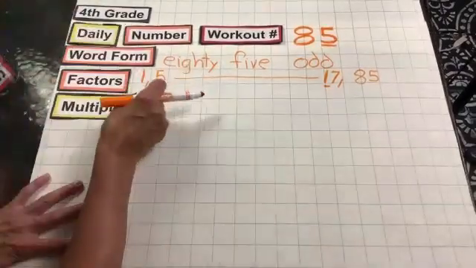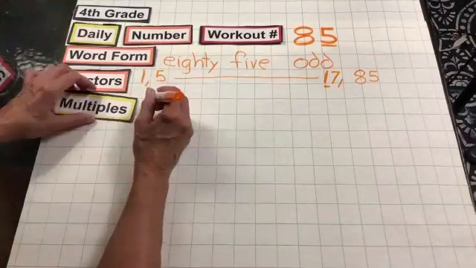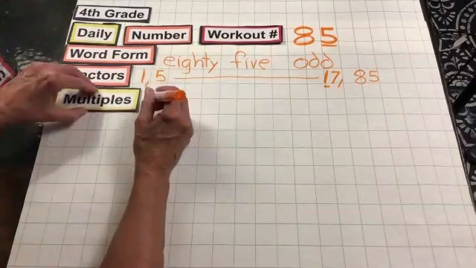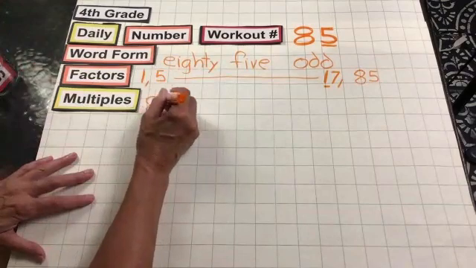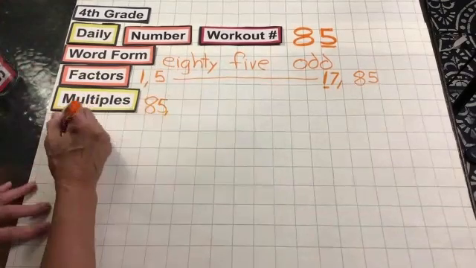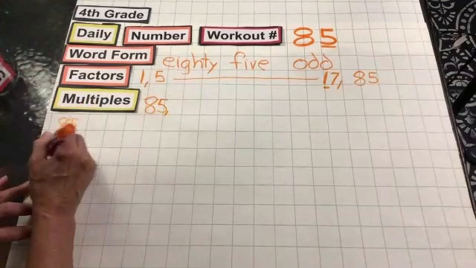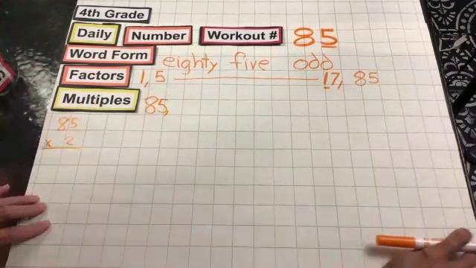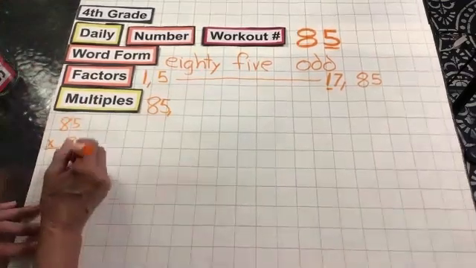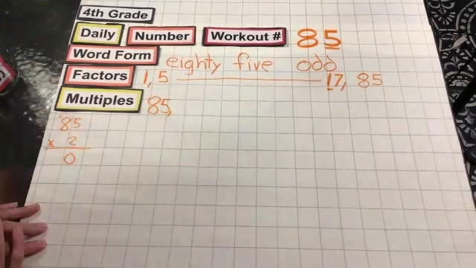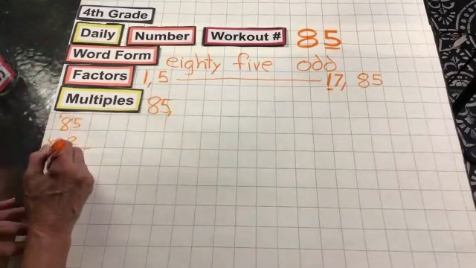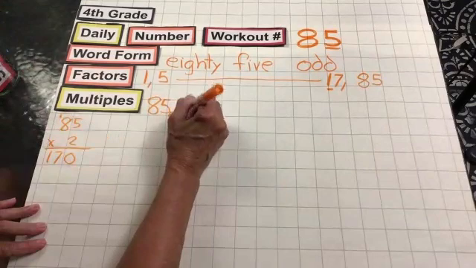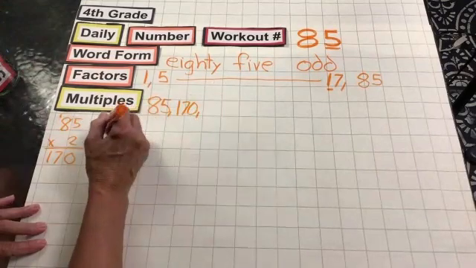All right, let's go on to multiples. So if we're multiplying, 1 times 85 is 85. We're going to do 2 85s. 2 times 5 is 10. Drop the 0, carry the 1. 2 times 8 is 16. Plus 1 is 17. We have 170.